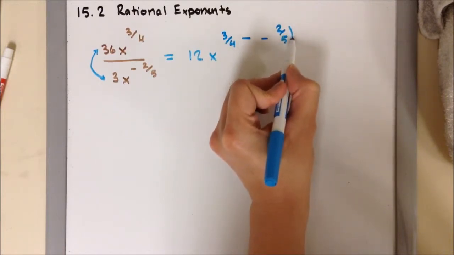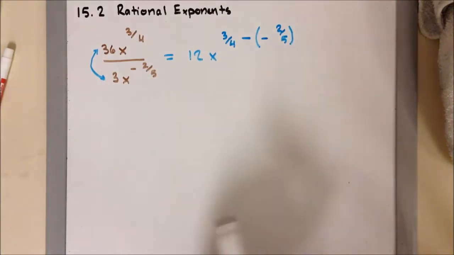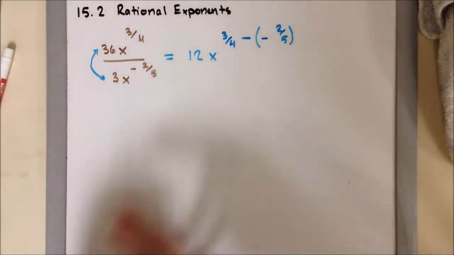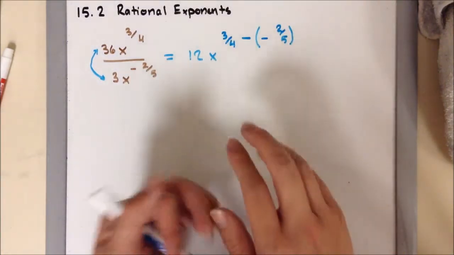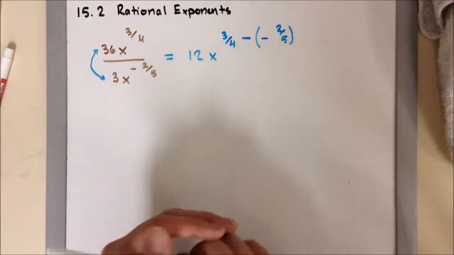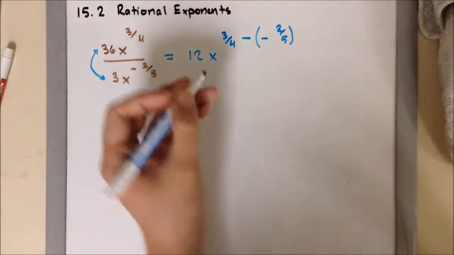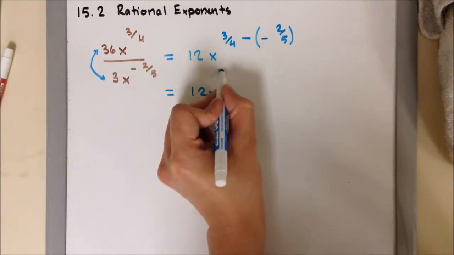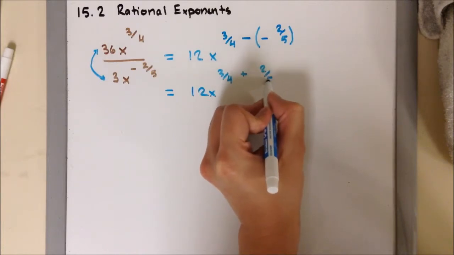Let me put this in parentheses, because now we have minus negative of the exponent. So in this problem, we start off with a negative exponent in the denominator. So when you set up your work, top exponent minus bottom exponent, if it's negative, then make sure you keep the negative sign. It plays a big part because you'll see why. When you have minus and negative, that means that it will now become a plus. So we actually have 12x to the power of 3 over 4 plus 2 over 5.